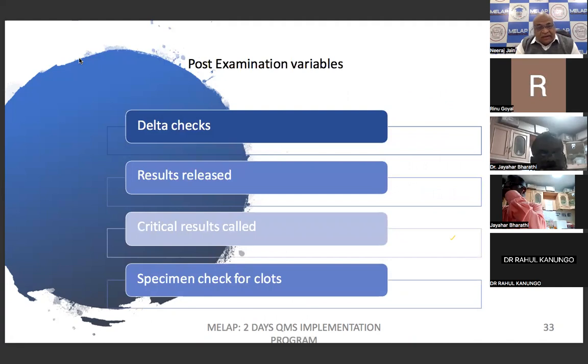Post-examination variables: delta check, you are comparing with the previous results. You are comparing with IQC and EQAS results, and correlating with clinical details. Then you are releasing the result. Whatever critical result is there, you are informing the clinician immediately. And what is the clause related to critical results? What is post-examination? 7.4.